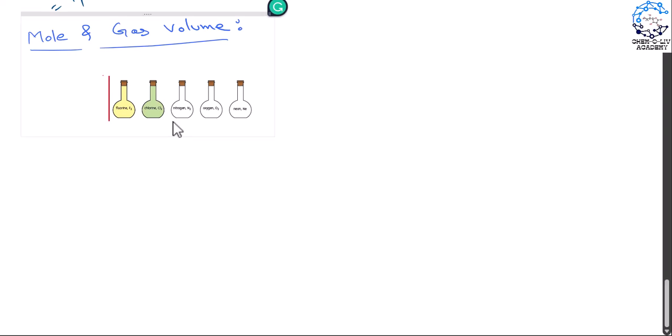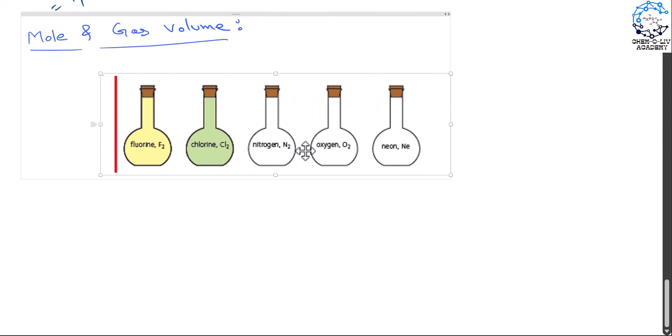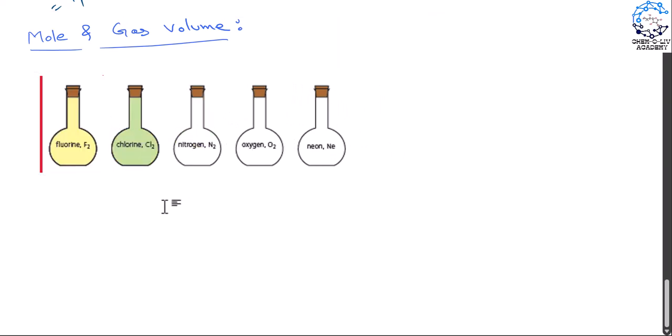The containers are filled with different gases. For example, here I have taken five containers, and in these five containers I can see fluorine, chlorine, nitrogen, oxygen, and neon gas are filled. And the container volume is 24 decimeter cube. All the containers' volume is 24 decimeter cube.